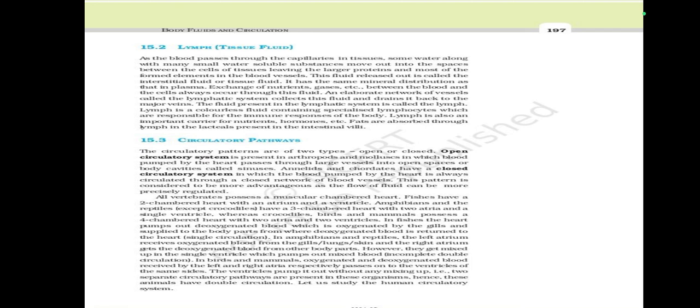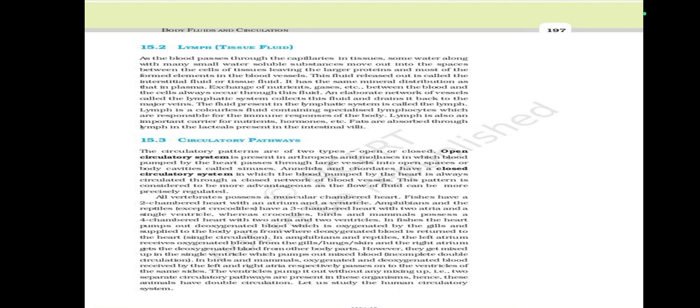Exchange of nutrients, gases, etc. between the blood and the cells always occur through this fluid. An elaborate network of vessels called the lymphatic system collects this fluid and drains it back to the major veins. The fluid present in the lymphatic system is called the lymph.